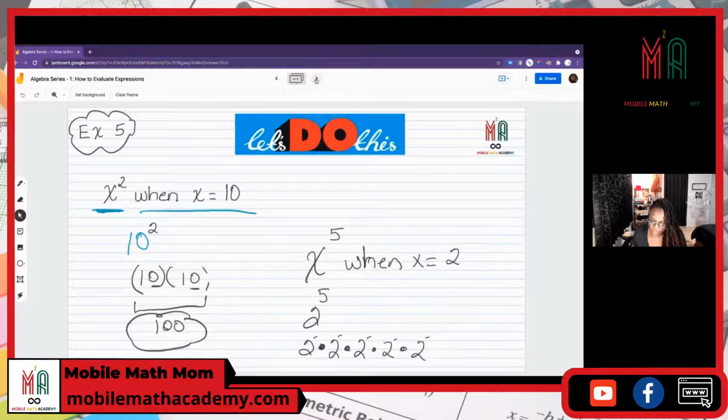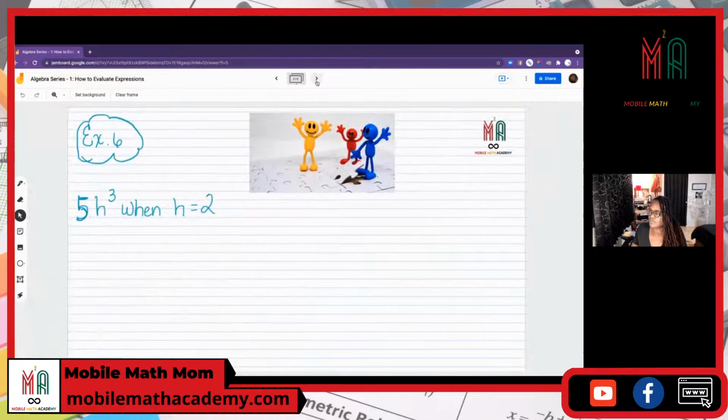I start off on the left. 2 times 2 is 4. 4 times 2 is 8. 8 times 2 is 16. And 16 times 2 is 32. All right. So 2 to the 5th power, notice I'm putting an equal sign with an arrow. I'm not putting equal, is 32. All right. Cool. Let's get to the next one.